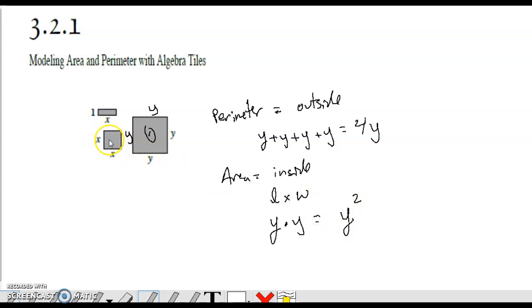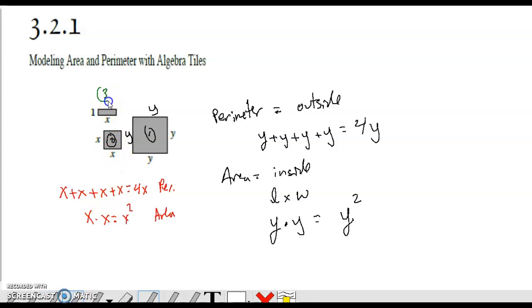If I do the second shape right here, that would be x plus x plus x plus x, because these two sides are the same, and these two sides are the same. So 4x for the perimeter, and then x times x, or aka x squared, is the area.